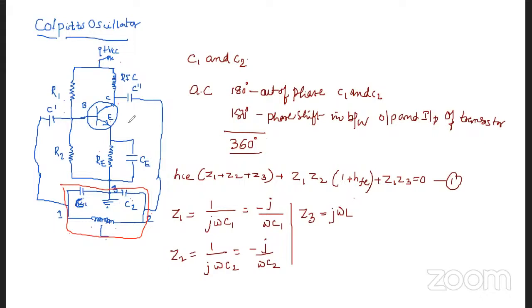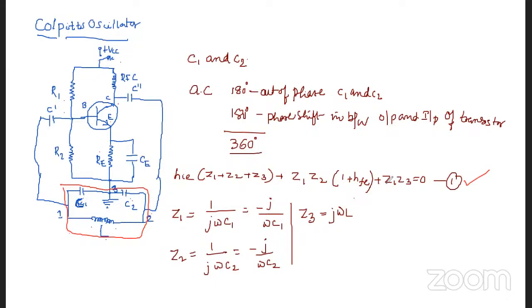Then, as we have seen in the case of the Hartley oscillator, we will write the equivalent circuit of this Colpitts oscillator, and from that we get different impedances Z1, Z2, Z3. So the final equation, by neglecting some parameters, is: hie into (Z1 plus Z2 plus Z3) plus Z1 Z2 into (1 plus hfe) plus Z1 Z3 is equal to 0. This equation we have already derived in the case of the Hartley oscillator.